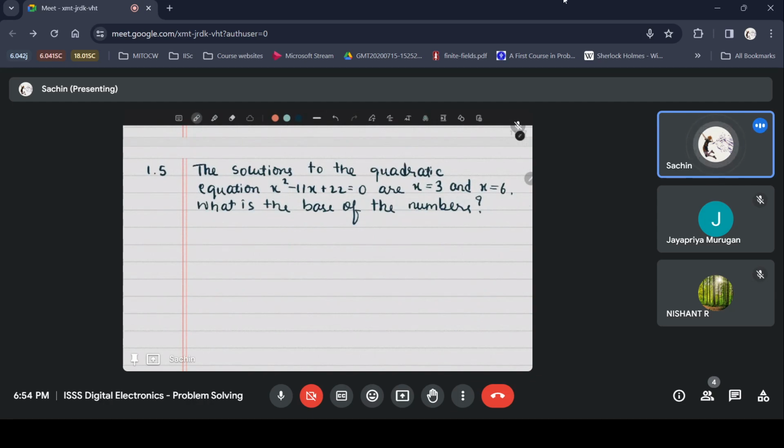Next question: the solutions to the quadratic equation x square minus 11x plus 22 is 0 are x is equal to 3 and x is equal to 6. What is the base of the numbers?